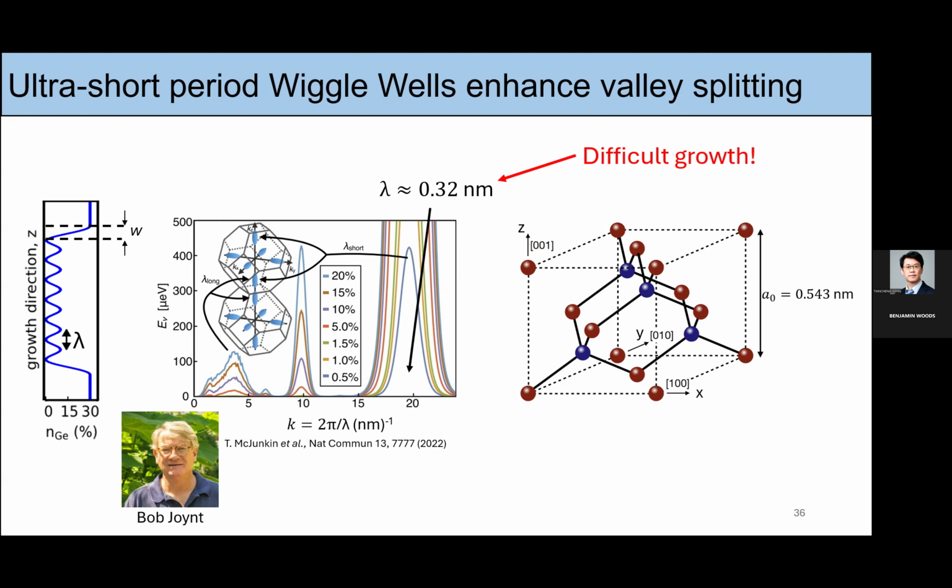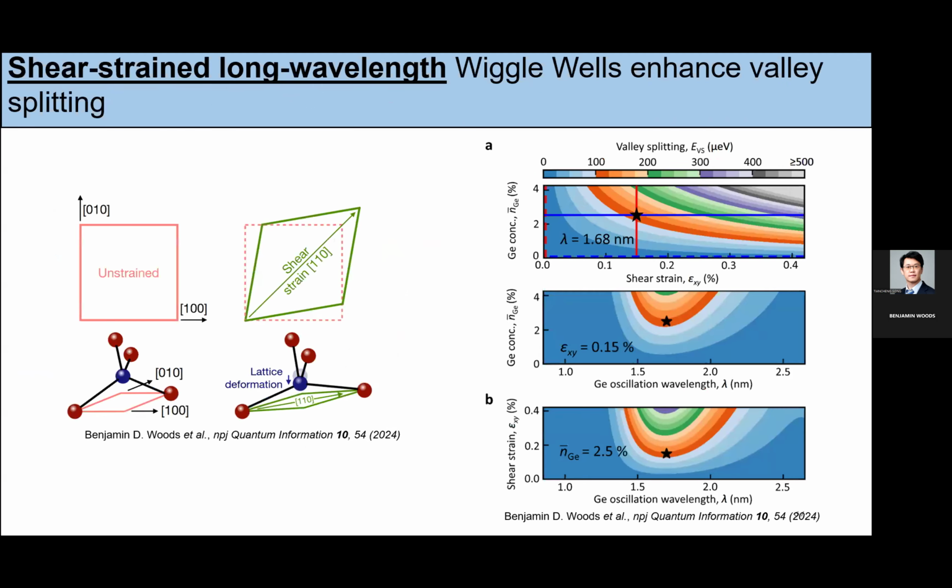And so we want to ask, well, is there something we can do to the system that would actually allow us to relax this constraint? And what we found last year is that indeed there is, and it's by adding a particular type of strain to the system. So if you shear strain the system, you can actually use what we call the long wavelength wiggle well, which is this 1.7 nanometers. And shear strain is just a particular type of deformation of the system where you are extending the lattice along the 110 crystal direction and then contracting it in the orthogonal direction.